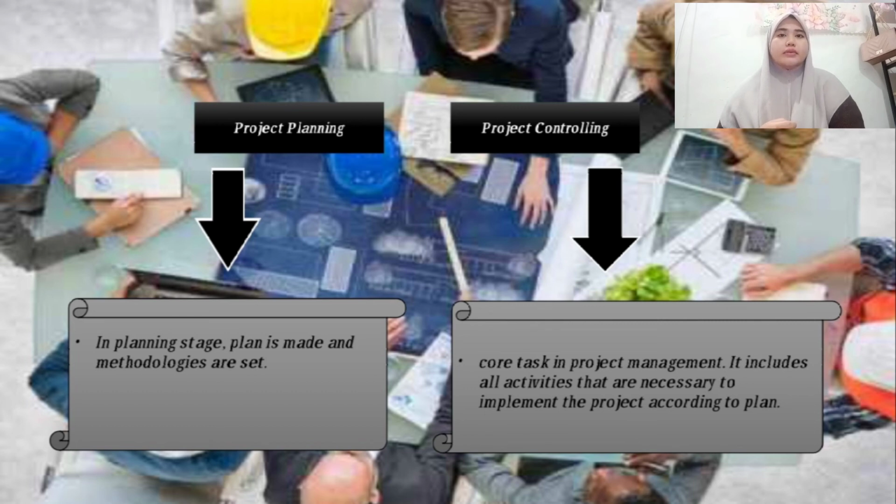Okay, I will tell about project controlling. Project controlling is a core task in project management. It includes all activities that are necessary to implement the project according to plan. This phase is carried out during the execution of the project. The difference between the scheduled performance and actual performance is reviewed once the project starts.